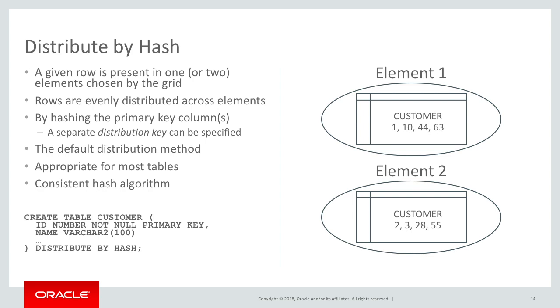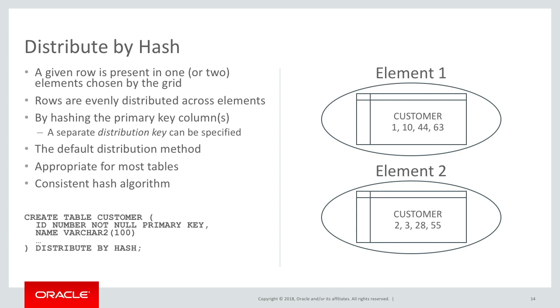As I mentioned, hash distribution is the default distribution method. You can do this by primary key, and that's probably the normal case, but you can also specify a separate distribution key if you'd prefer. As I said, hash distribution is the default if you don't overtly pick one in your create table statement. It is probably appropriate for most tables. We think it'll be the most commonly used distribution method in the grid. And it uses what's called a consistent hash algorithm, meaning that if you have a particular primary key, we can just look at that primary key and figure out where it should go.